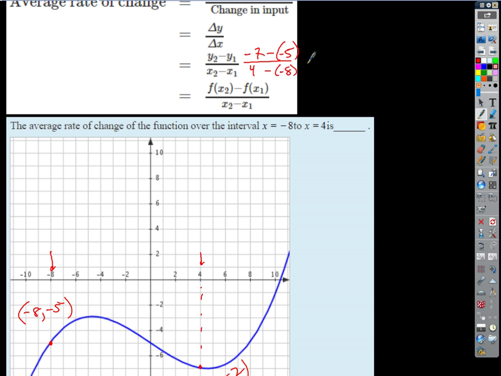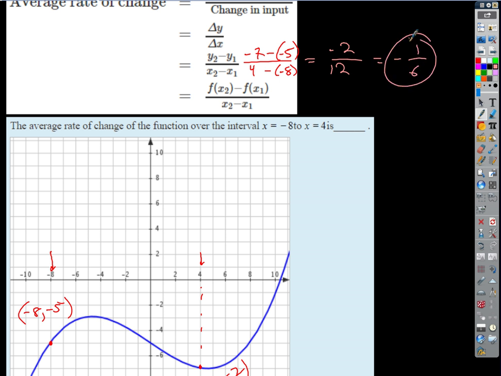What's x1, the starting x value? Okay, and if we do that calculation, what's -7 minus -5? Minus a negative is plus, right? So -7 plus 5 would be -2. 4 minus negative 8 would be 12, right? So what's that reduced to? So there's our average rate of change.